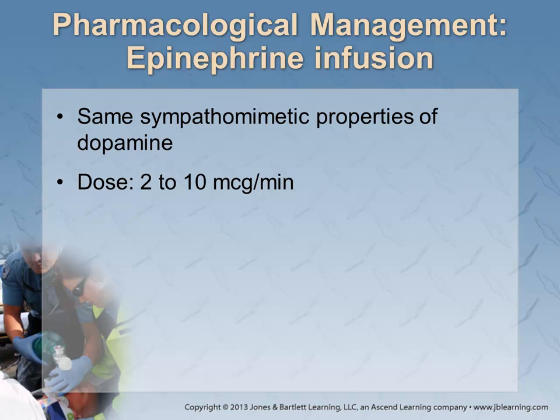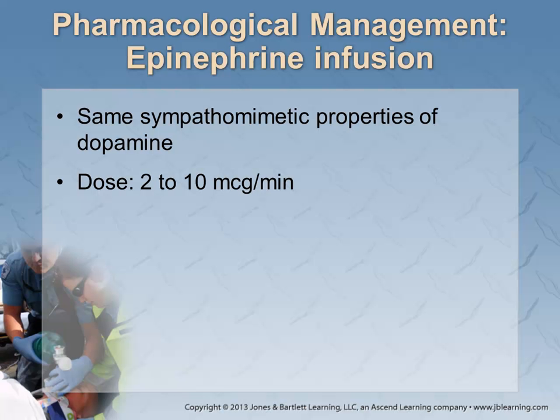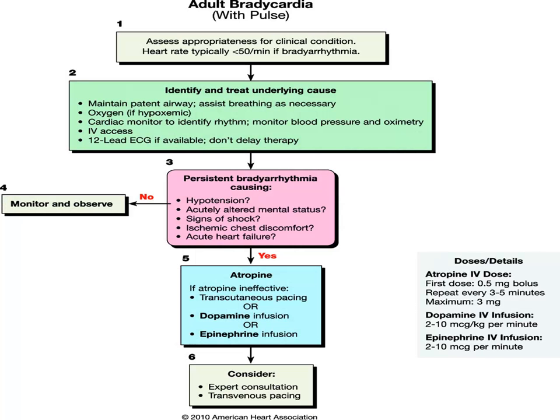Your epinephrine infusion has the same properties as dopamine. Your dose is 2 to 10. What was your dopamine dose? 2 to 10. Your epi dose? 2 to 10. All right, here's your algorithm.